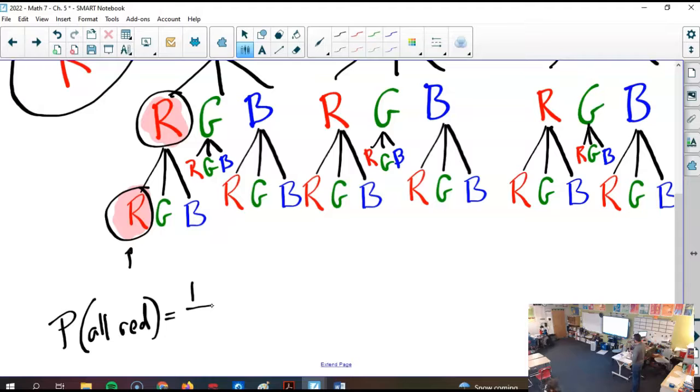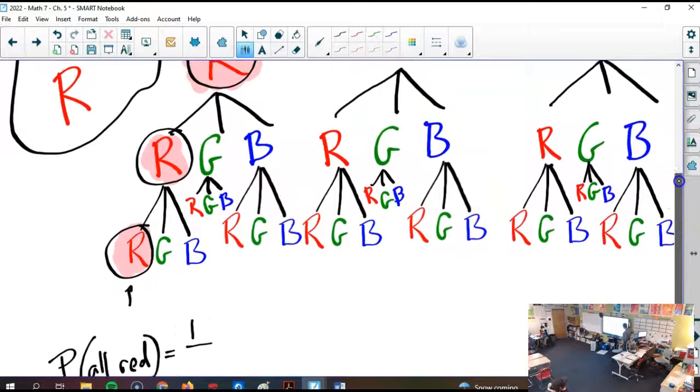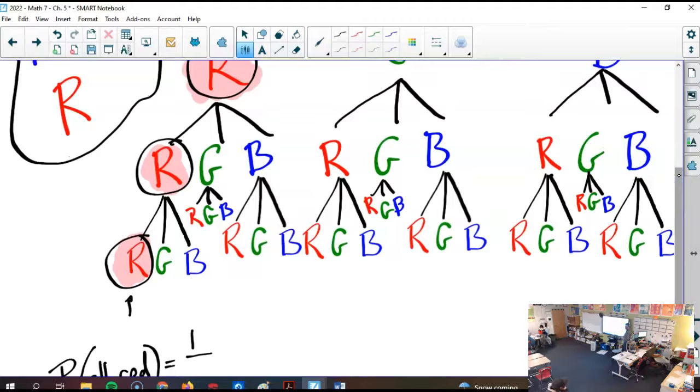13 out of 39. 13? I think we just said there's only one option that's red, red, red. Eli, want to help us out? How many total results are there possible here? Of the whole thing.